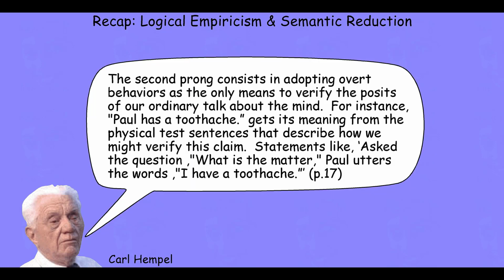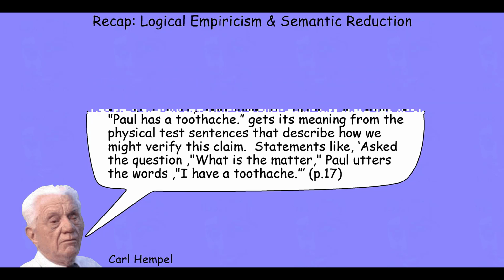The second prong of the logical empiricist approach is again to wield that verificationist criterion of meaning. Here, we use the criterion of meaning to adopt overt behavior as the only means to verify the posits for our ordinary talk about the mind. For instance, Hempel will tell us that "Paul has a toothache" gets its meaning from the physical test sentences that describe how we might verify this claim. Statements like, ask the question, "What is the matter?" Paul utters the words, "I have a toothache."